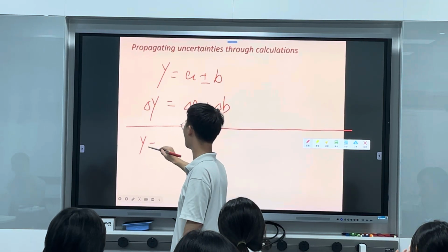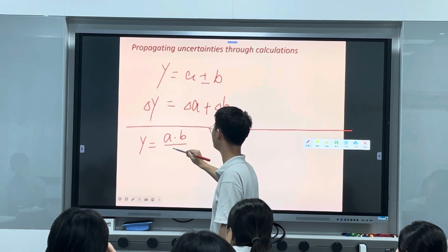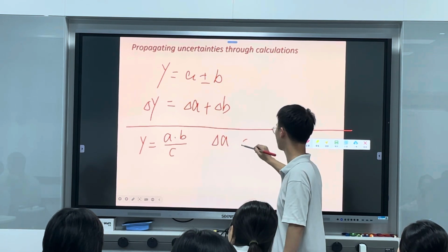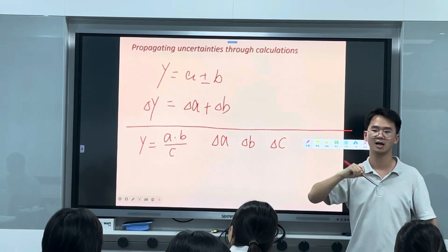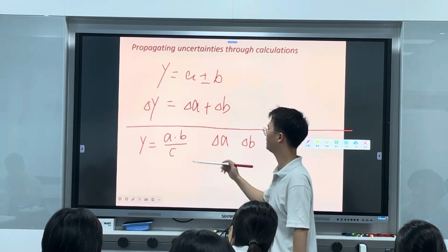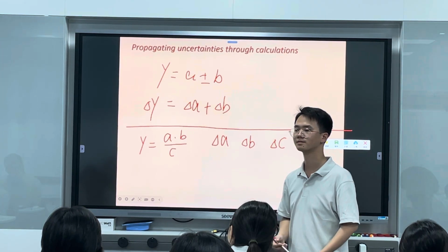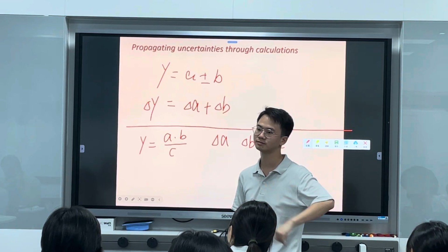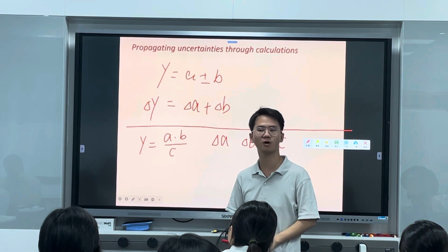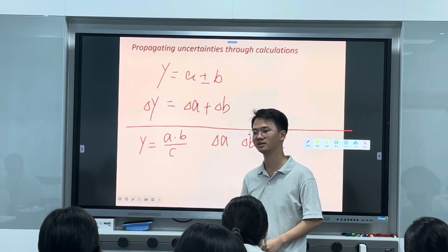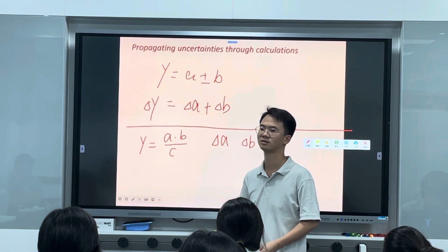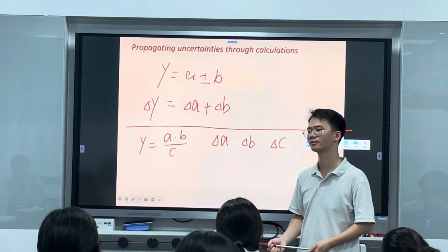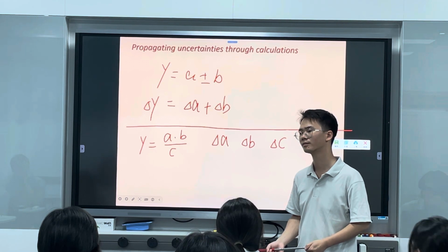Let's say y equal to a times b over c. A has an uncertainty of delta A, B has an uncertainty of delta B, and C has an uncertainty of delta C. Darren, what should be y's uncertainty? What are the rules for multiplication and division? Pardon me?